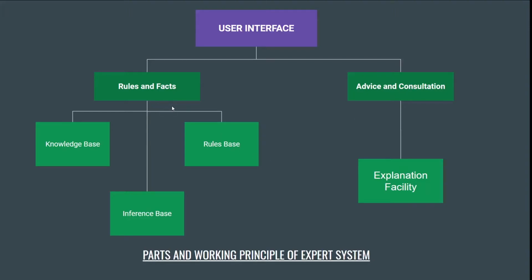Rules and facts are composed of three important bases. One is called the knowledge base, and the other the rules base. The knowledge base is the data that is provided by the coder. The rules base is the if-else conditions which have been identified from previously solved examples. The inference base simply searches for the best possible answer, matches it to the query, and provides explanations and facilities in such a way that advice and consultation is made.